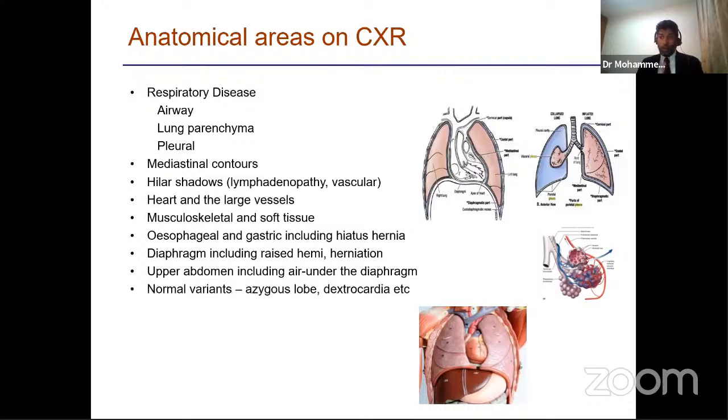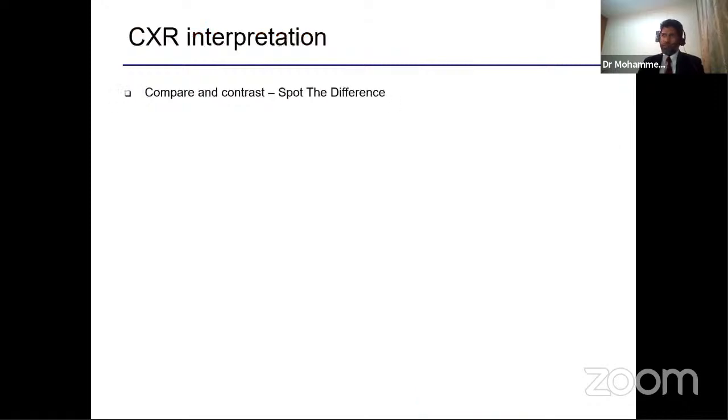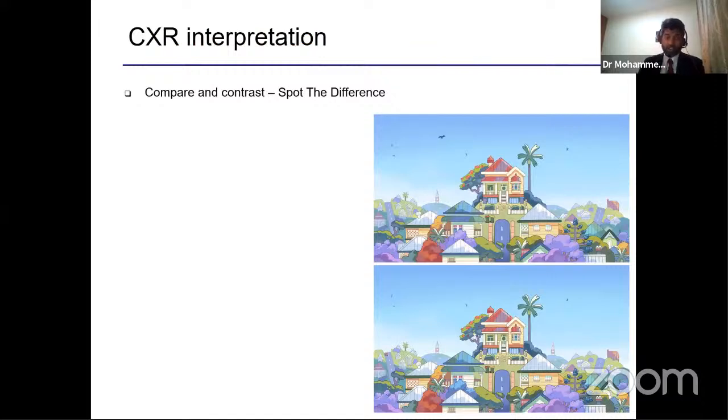It's important to look at the normal variants, like Dr. Afsar was saying, the azygous lobe and dextrocardia. It's important to rule out artifacts, the wiring, the tubes, and the lines. Now, chest X-ray interpretation, like a good old friend, it's always important to go back to start with probably the oldest chest X-ray to see what the normal is, because there is nothing called normal in clinical medicine. And it's important to go back and try to compare and contrast. This will give us a lot of clues.